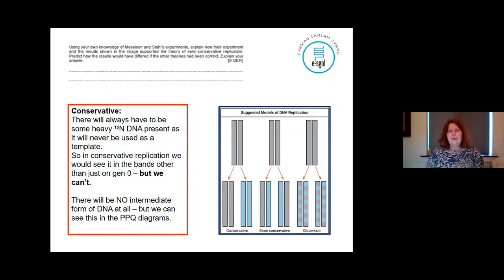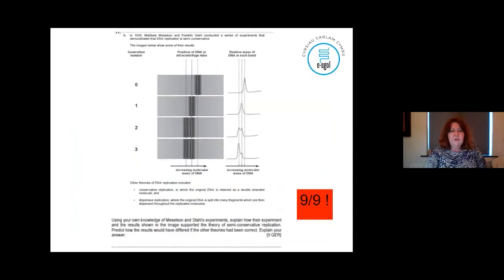And then the conservative method, so again, we've got to look at the results, because that's what the question's been asking us. And actually, for conservative, because we always start, let's look at this diagram here, the conservative is there, so we will have the 15 nitrogen molecule, the double-stranded one, in its entirety, and it will never be used as a template, so it will always appear. So I've said there, in conservative replication, we'd expect to see it in other bands, but on the diagrams that we saw in the exam question, we can't see that. So that is evidence that actually it is not conservative replication. There's no intermediate form of DNA at all, but we can certainly see that on the diagrams. So there we go. If you follow that bit of advice, I'm hoping it's 9 out of 9.